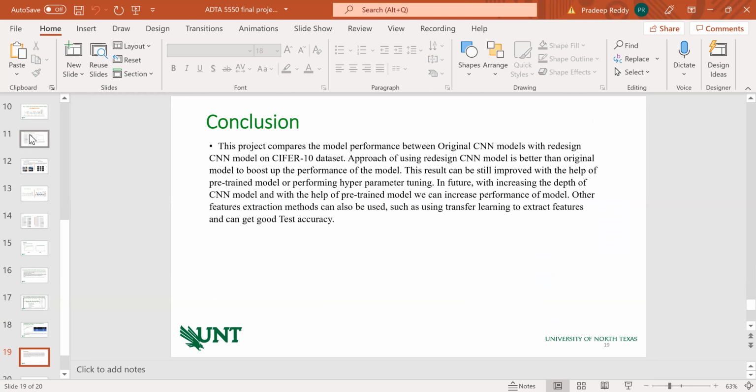So when it comes to the conclusion, this project compares the model performance between the original CNN model and the redesigned CNN model on the CIFAR-10 dataset. The approach of using the redesigned CNN model is better than the original model at boosting performance. This result can still be improved with the help of a pre-trained model or by performing hyperparameter tuning. In future, by increasing the depth of the CNN model and with the help of a pre-trained model, we can increase the performance of the model. Other feature extraction methods can also be used, such as transfer learning to extract features, and get good test accuracy. And thank you.